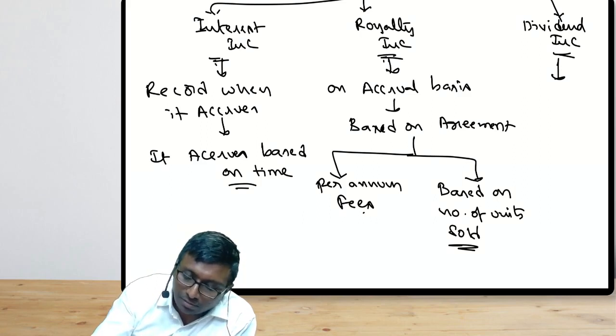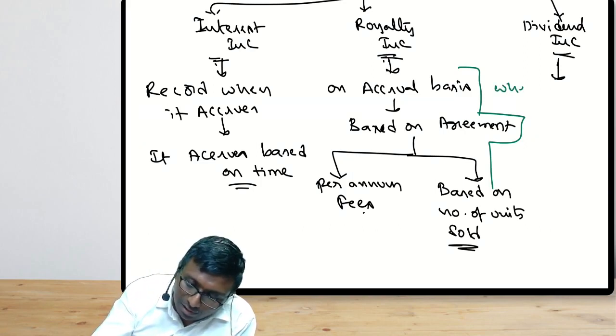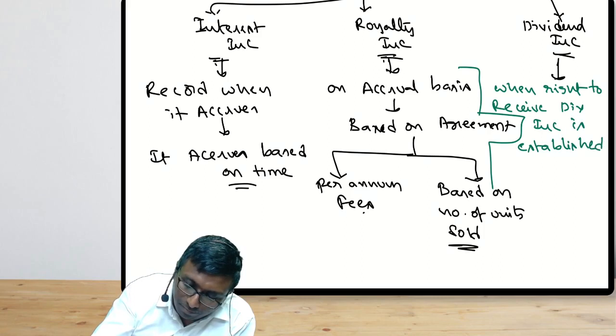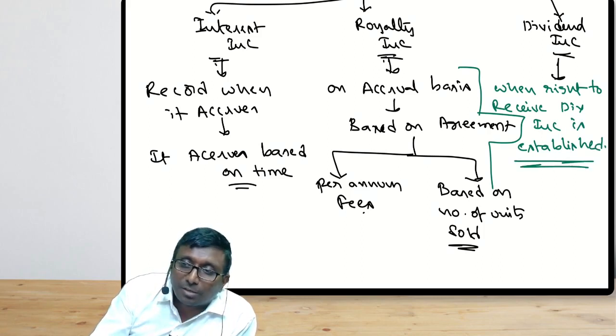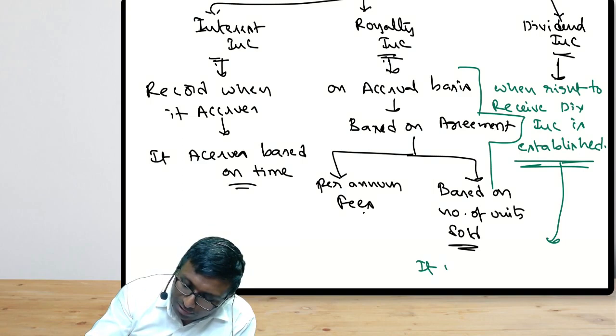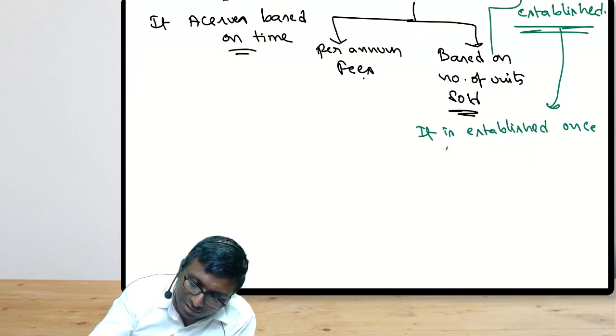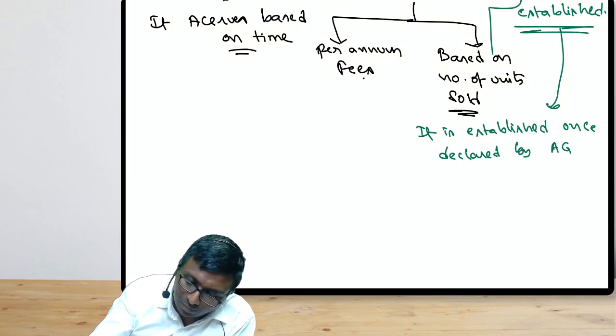Dividend income. When should I record dividend income? Record when the right to receive dividend income is established. When is it established, my dear? Once declared by the AGM, not the board. AGM.